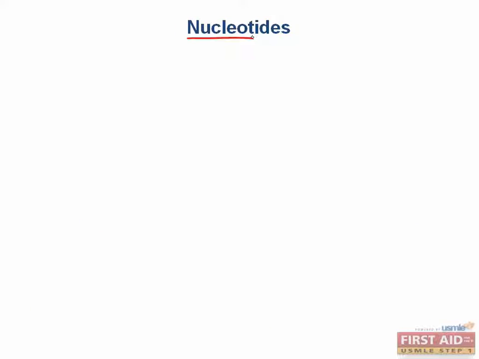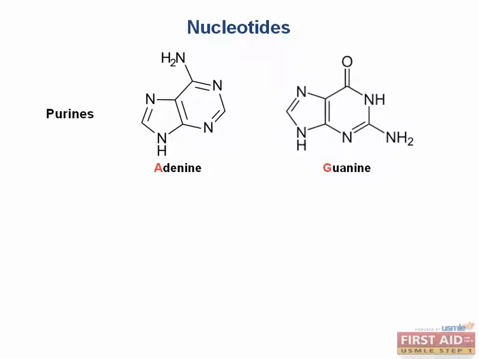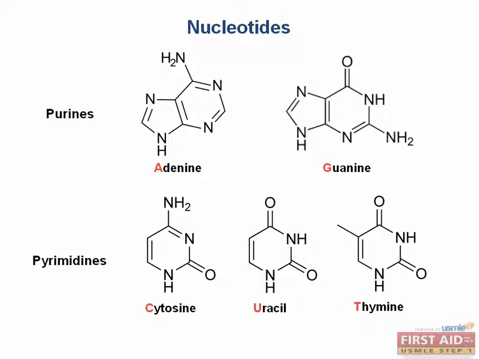Now let's talk about the nucleotides that make up our DNA. There are two types of nucleotides, the purines, which are adenine and guanine, and the pyrimidines, which are cytosine, thymine, and uracil. Uracil is only found in RNA, and thymine is only found in DNA. You can remember these using the mnemonics pure as gold, since the purines are adenine and guanine, and cut the pie, since the pyrimidines are cytosine, uracil, and thymine, which spells cut.